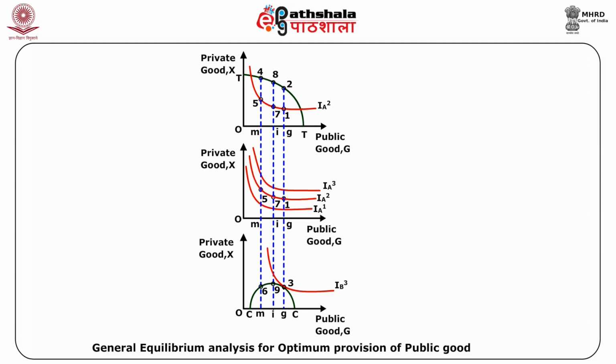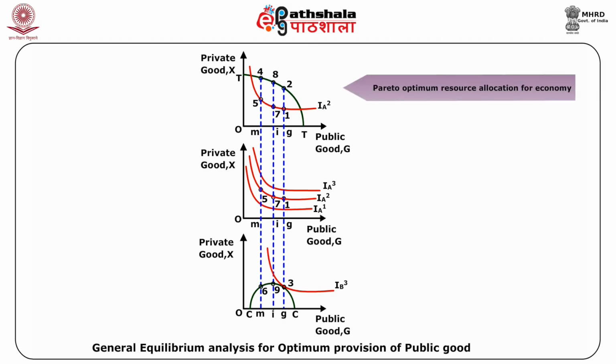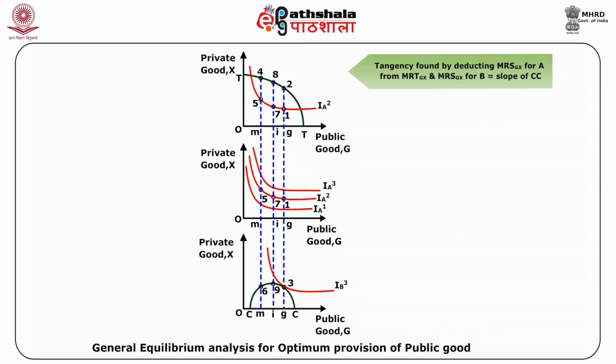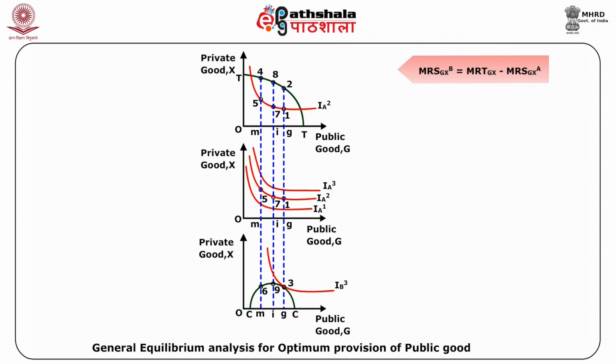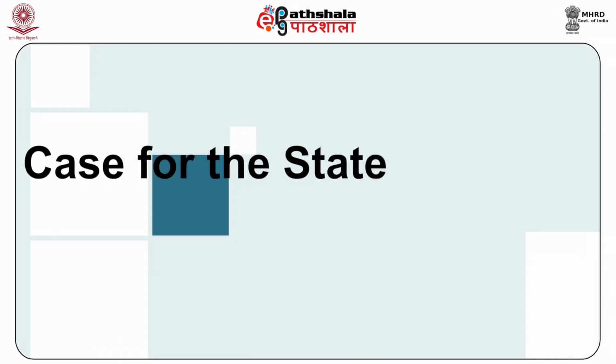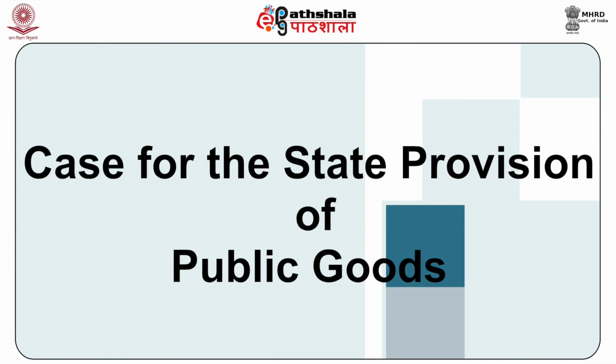Welfare of B is maximized at point 3, where his indifference curve is tangent to CC. So, the Pareto optimum resource allocation for the economy would be OG public goods and G2 private good. At point 3, tangency has been found by deducting MRS_GX for A from MRT_GX and then equating MRS_GX for B to the slope of CC. MRS_GX for B equals MRT_GX minus MRS_GX for A, or summation MRS_GX for i equals MRT_GX.